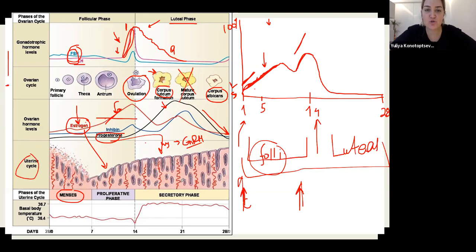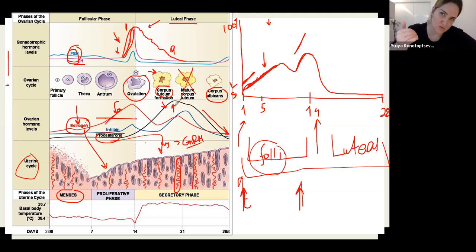Inside of the endometrium, we have these vessels. These vessels are called spiral arteries because of their shape. These spiral arteries provide nutrition for the endometrium to make sure that it stays thick, right? The problem is that these spiral arteries are progesterone sensitive. They are only open if progesterone is high.